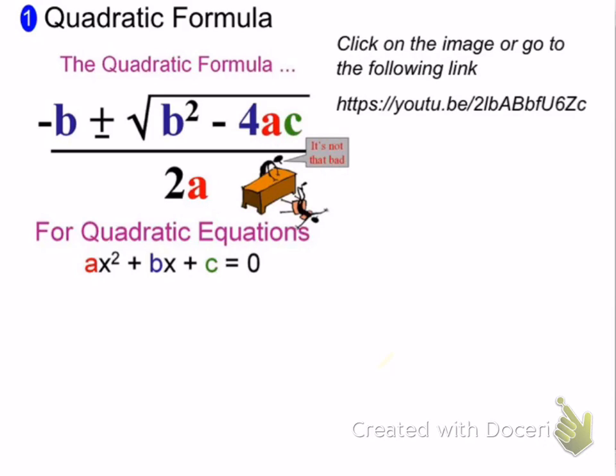The quadratic formula is negative b plus or minus the square root of b squared minus 4ac all over 2a. Now where do the a and the b come from? Well, if you continue down on the left-hand side, the a represents the coefficient in front of the x squared. The b represents the coefficient in front of x, and c just represents the coefficient that stands alone.